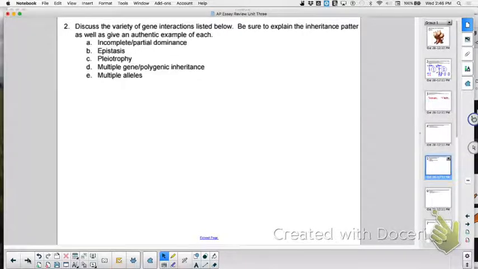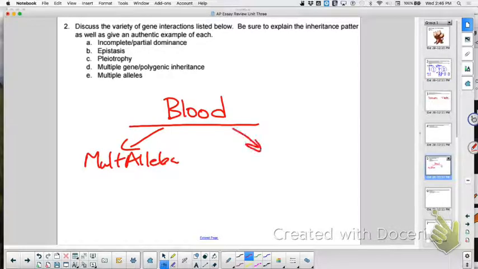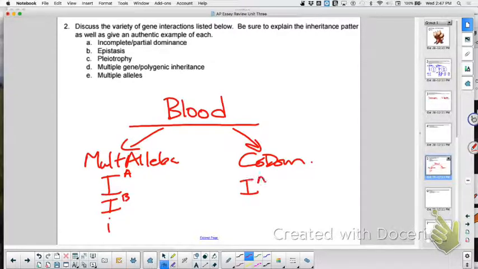Several different pairs of genes contributing to one trait, right? Like skin color, intelligence. Multiple alleles is another one on there that I should have on my list that you should know. Blood type is a great example. What else is it a good example for? Codominance. Good. Multiple alleles, because we don't just have big I and little i. We have big I A, big I B, and little i. That's multiple alleles. Codominance because in AB blood, both the A and the B are equally expressed.